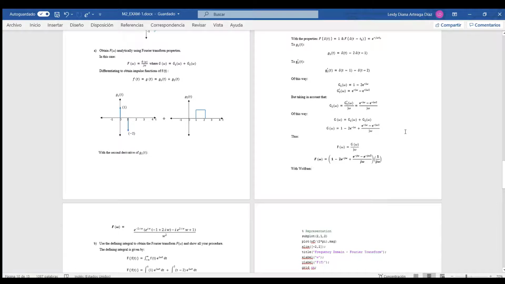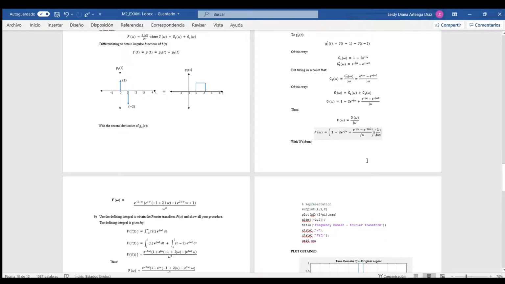Since, as mentioned before, it's necessary to integrate the derivative transform to obtain the Fourier transform, which is indicated by this expression. And with Wolfram, the reduction of the terms is equal to this.